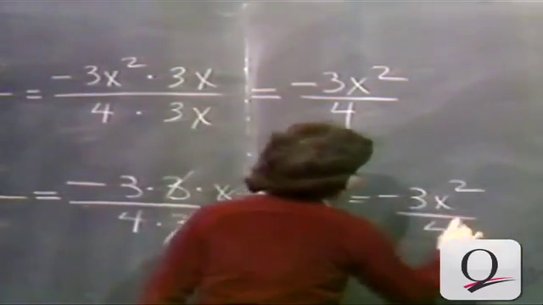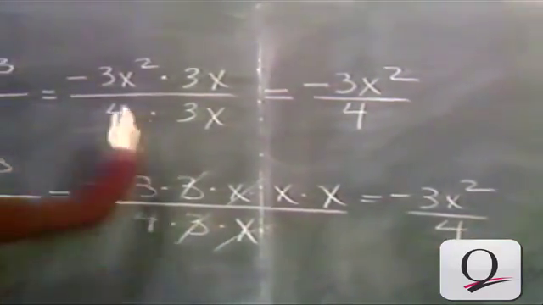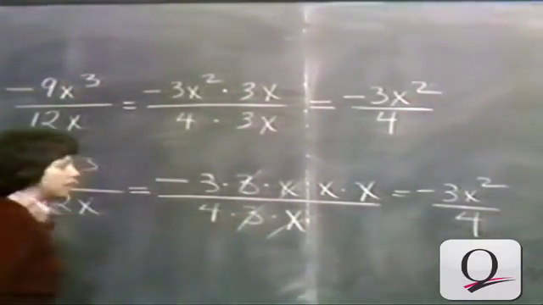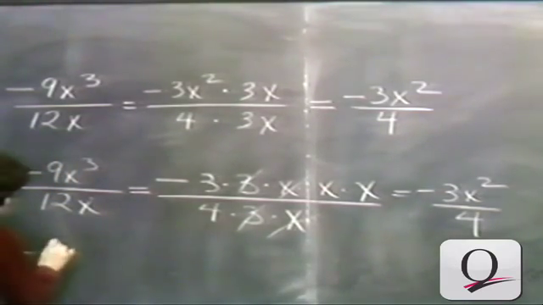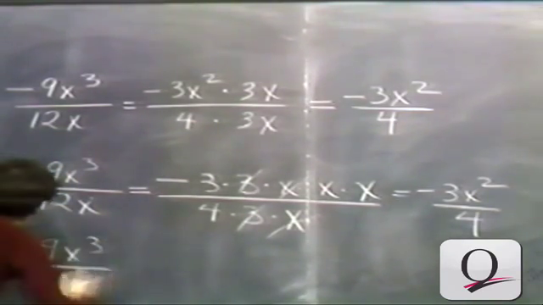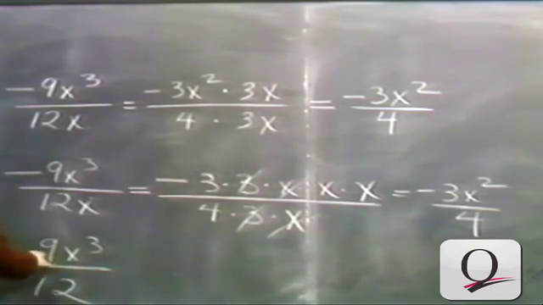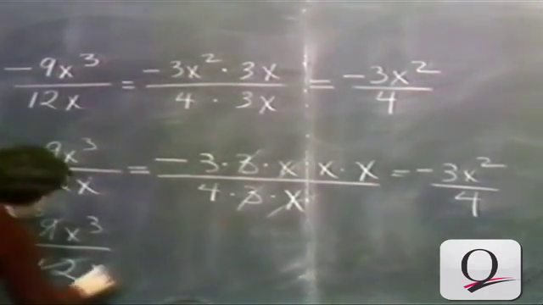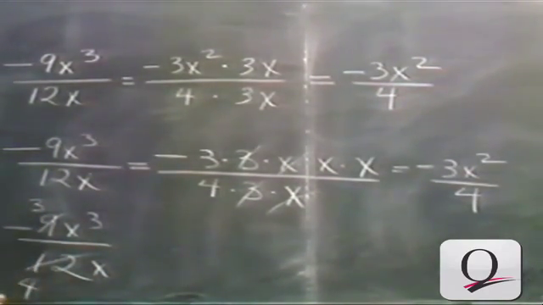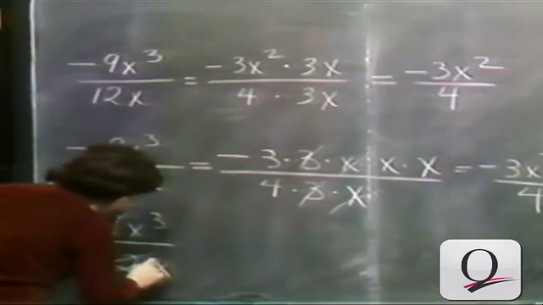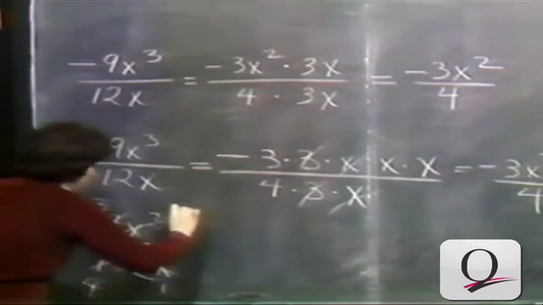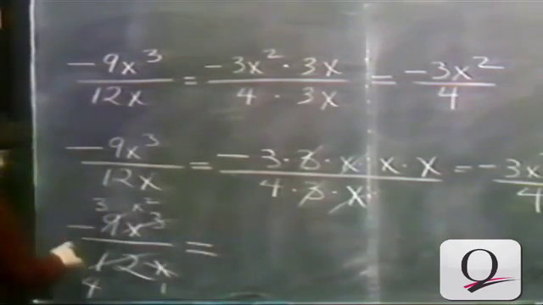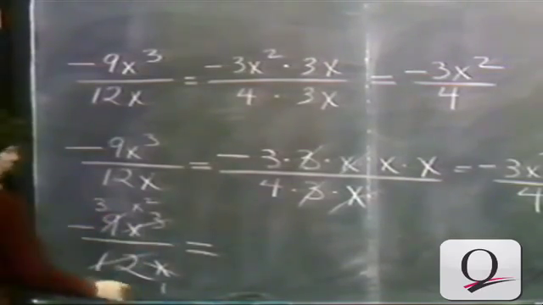Okay, I'm not recommending this method. It would be nice if everybody could do it this way, but as a last resort, if you can't do it all in your head, you can write it down this way. Hopefully, though, we'll all get to the point where we would work it out something like this. We'd say, how many 3's in 9? Well, that's 3. How many 3's in 12? That's 4. How many x's in the bottom? Divide the bottom by x. That's 1. Divide the top, x cubed by x, giving you x squared. And once again, we're left with minus 3x squared over 4.